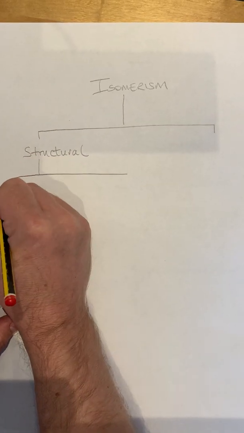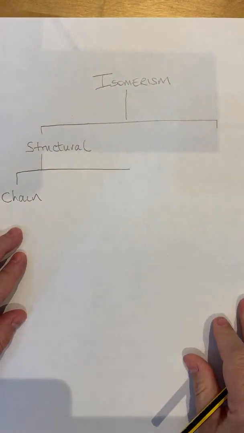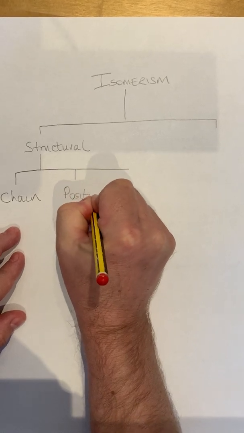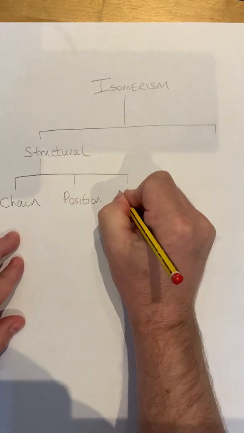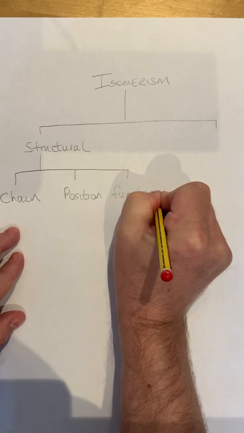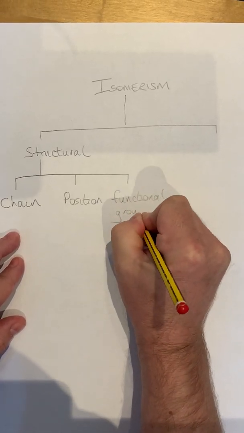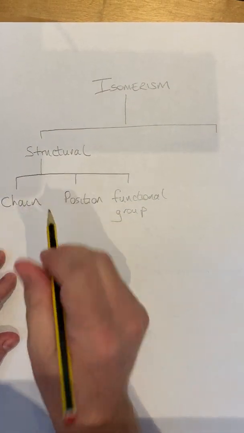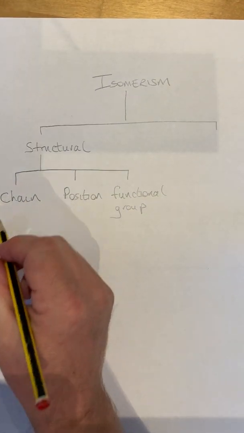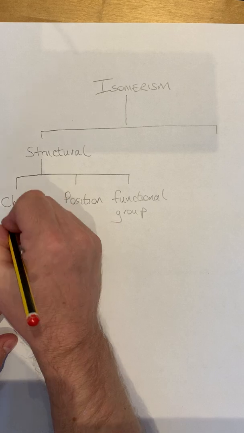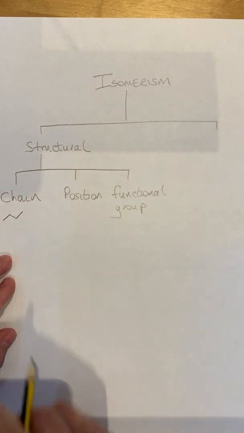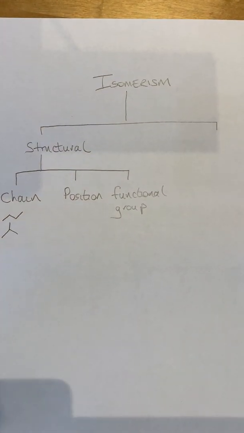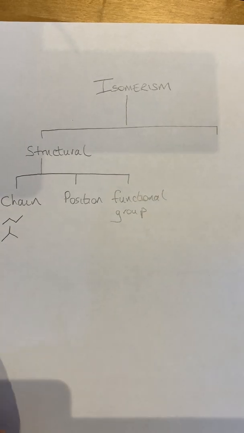of which we've got chain isomerism, position isomerism, and functional group isomerism. So chain isomers, these are where, in organic chemistry, you've got a different carbon chain length. For instance, you could have butane, or you could have methylpropane. So those are chain isomers.